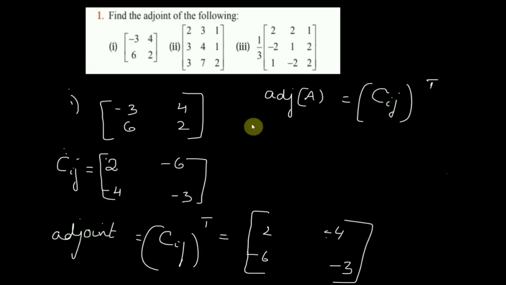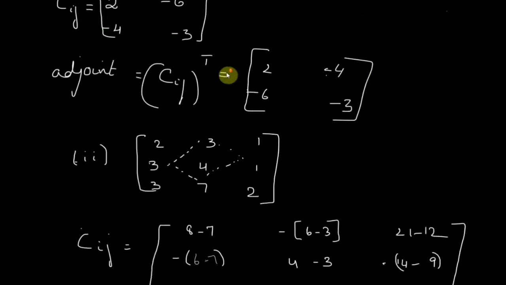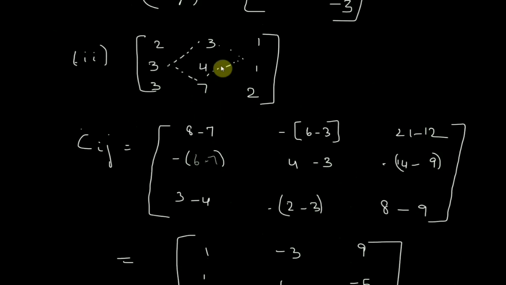Now let us move on to the second sum. It's a 3 by 3 matrix: 2, 3, 1, 3, 4, 1, 3, 7, 2. Let us see how to find the adjoint of this matrix. So we have to find the cofactor matrix first. So how do you find the cofactor matrix?